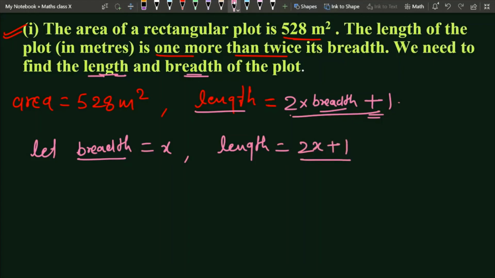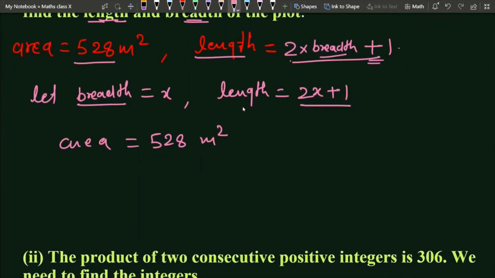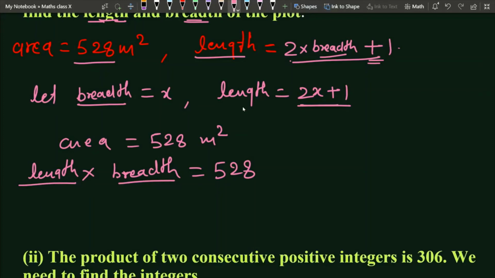Now, area is given as 528 meters square. Now you know that this is a rectangular plot, and area of rectangle is nothing but length into breadth. So length into breadth is the area. So I am writing it, length into breadth is equal to 528. Now you can put the values. Length is 2x plus 1 I have, and breadth is given as x, equals 528.